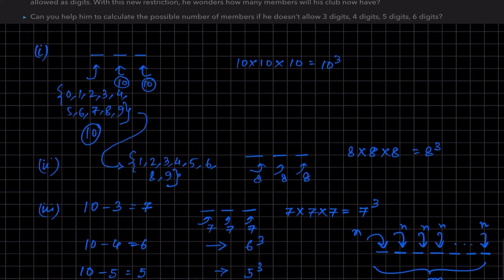Total number of possible ways in filling up an m-digit number is n to the power m. That's all about this problem. Before moving on to the next variant of problems, we should learn an important concept called factorial. Let's have a look at that.